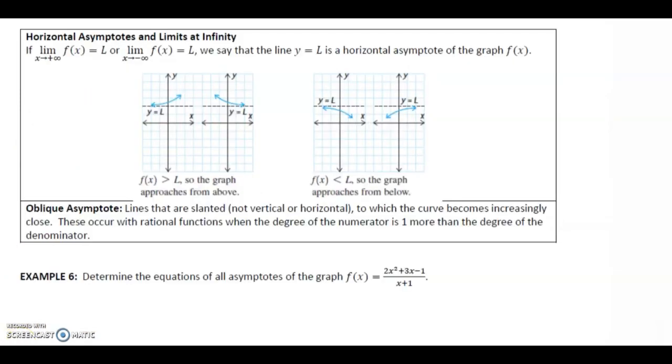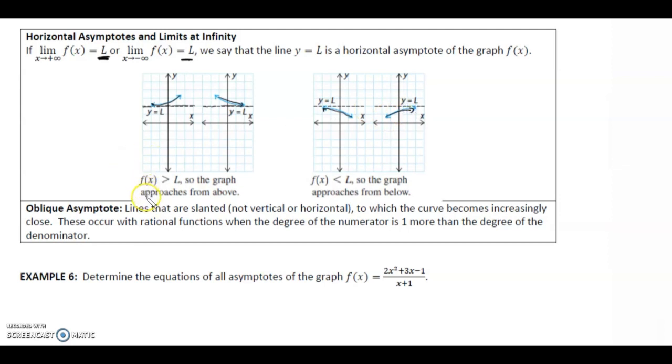Horizontal asymptotes and limits at infinity. So if the limit of f at x as x approaches infinity equals L, so some number, or the limit of f at x as x approaches negative infinity, also some number, we say that the line y equals L is the horizontal asymptote of the graph. Okay, so we kind of already talked about this. Okay, this would be L, and we could either approach from above or below.